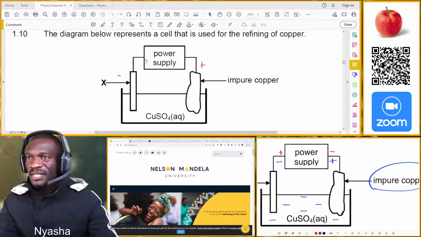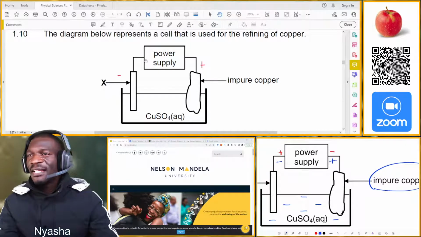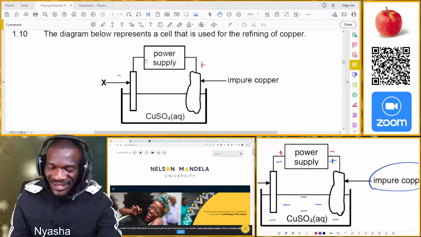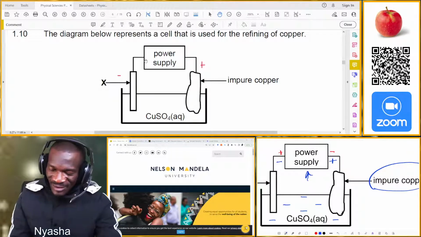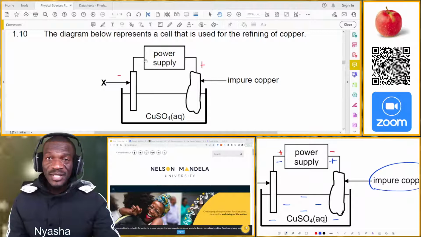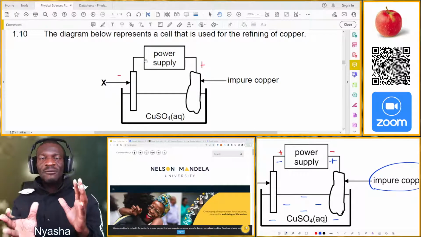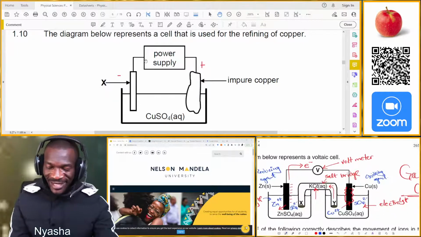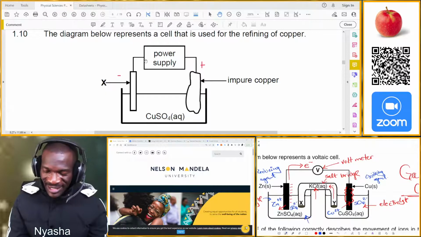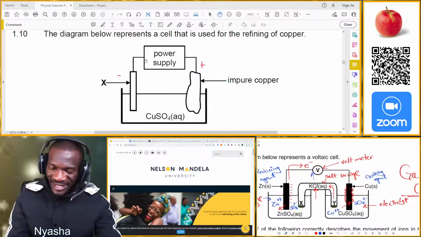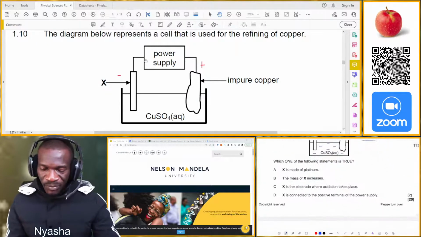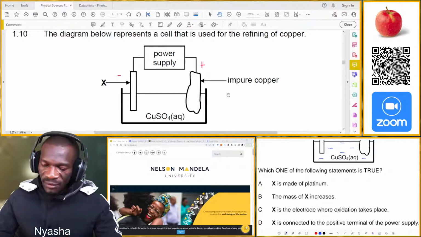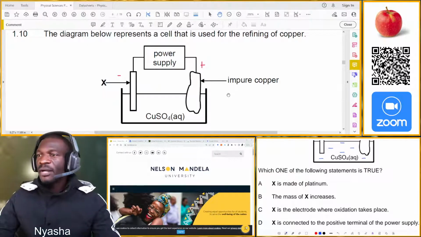So the diagram below represents a cell that is used for the refining of copper. So in this cell, you actually force the electrochemical process using a power supply unit. The energy change is now from electrical to chemical energy. In our previous case, the energy change is actually chemical energy that converts into electrical energy. Right, the question now is, which one of the following statements is true? Which one of the following statements is true?